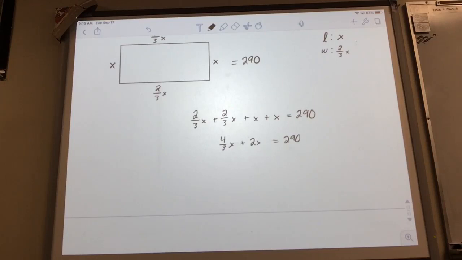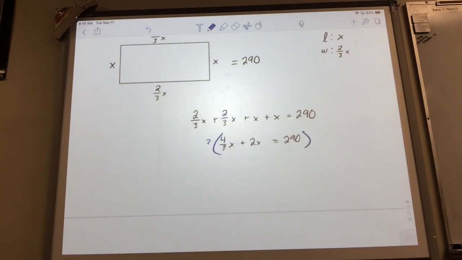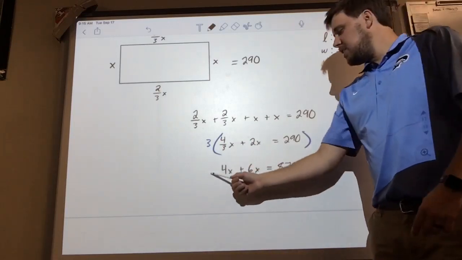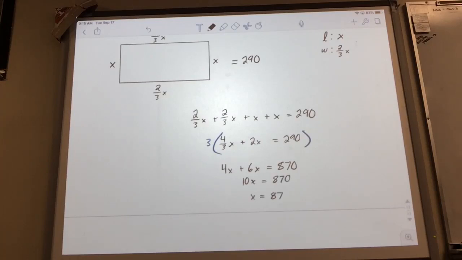Now I want to multiply everything by 3 to get rid of my fractions. So here, multiply by 3. So that's going to be a 4x plus 6x equals, what's 290 times 3? 870? Yes, 870, that's correct. So you can see once we multiply everything times 3, this is a very simple problem. You can do the rest basically in your head. That's 10x equals 870. Divide both sides by 10, and that gives you 87.